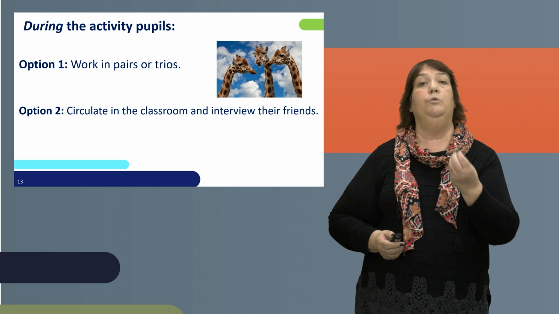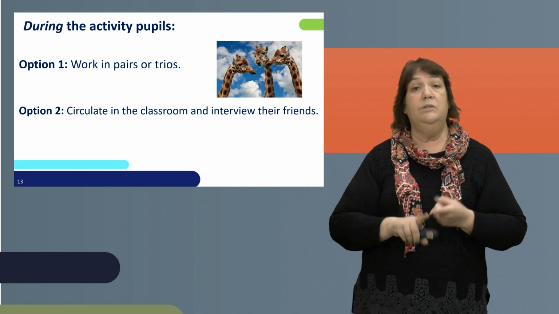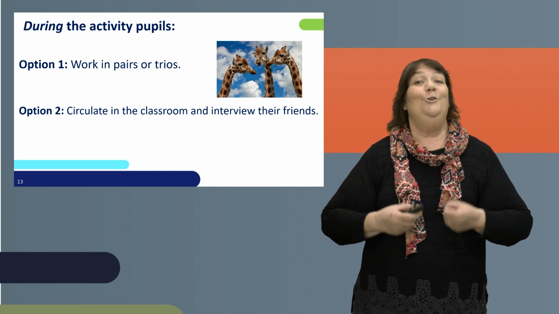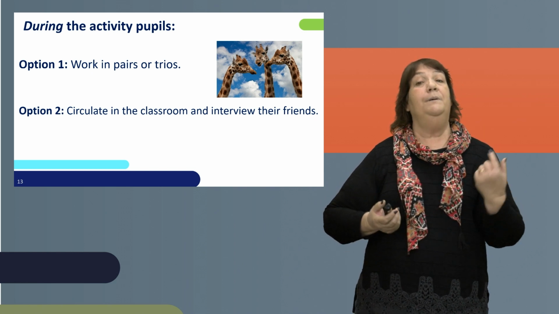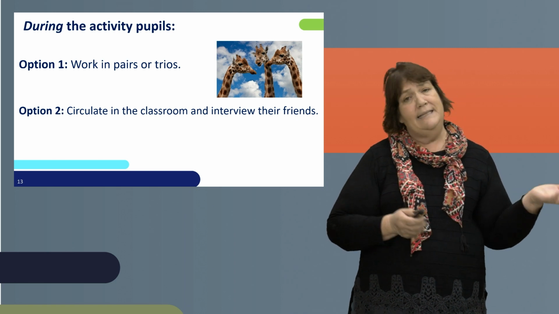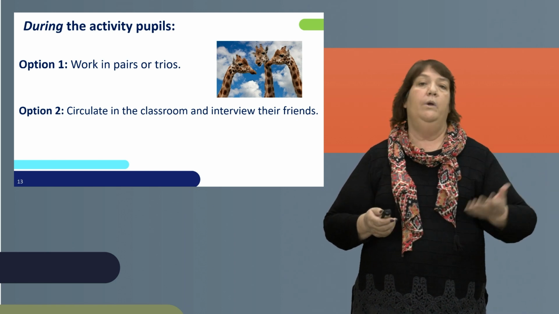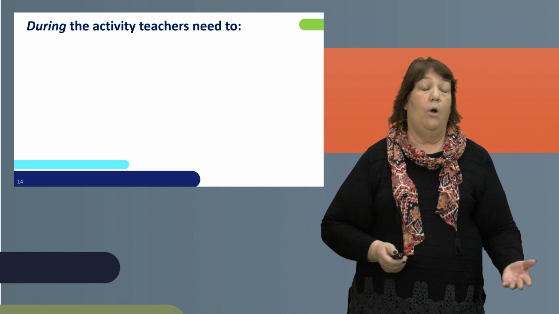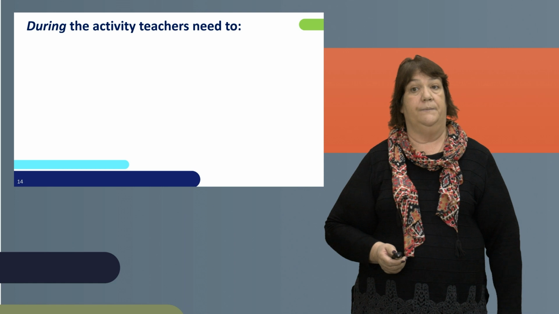During the activity, you really have 2 options. If you want to promote pupil talk, we put them in pairs or in trios, or if you're adventurous, you can have your students get up, circulate in the classroom, and interview their friends. The same activity exactly, but where they're moving and interviewing more than one partner. We would call that fluid pair activities.